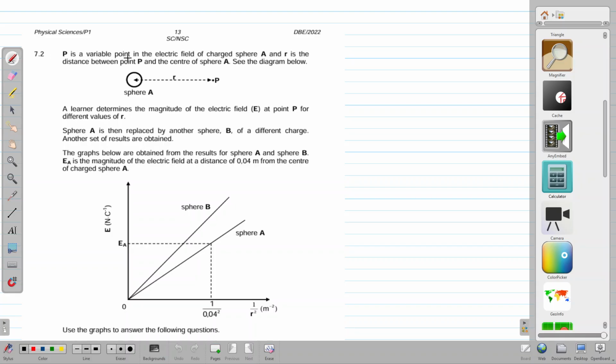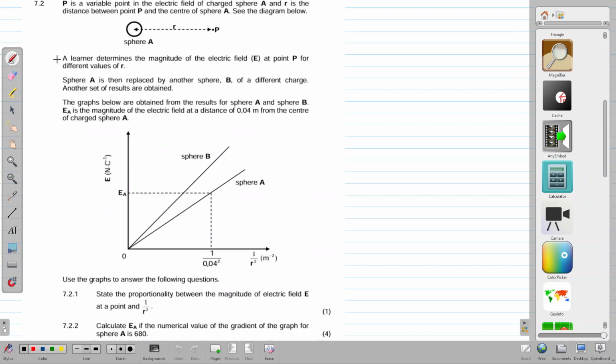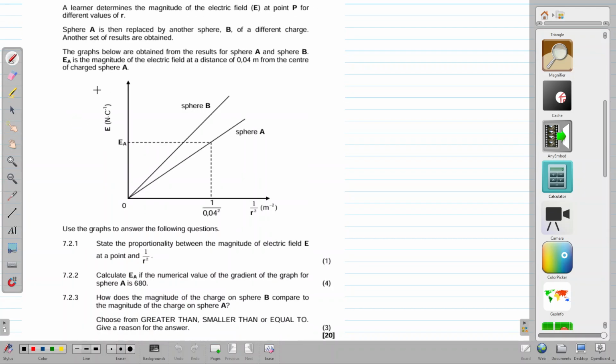P is a variable point in an electric field of a charged sphere A, and R is the distance between the point and the center of sphere A, as shown in this diagram. A learner determines the magnitude of the electric field at point P for different values of R. Sphere A is then replaced by another sphere B of a different charge, and another set of results is obtained. Now we have these graphs here, obtained from results for sphere A and sphere B.